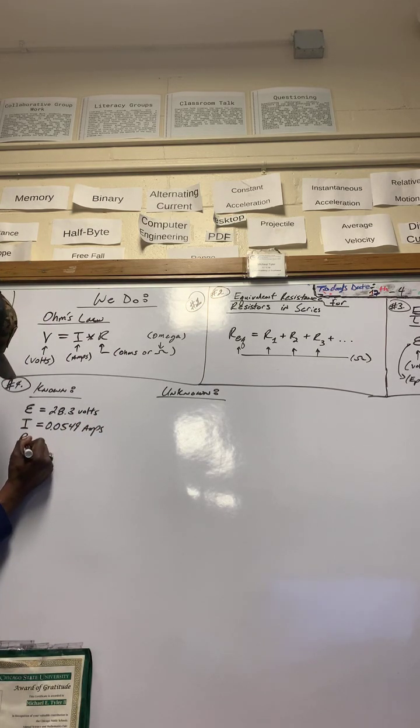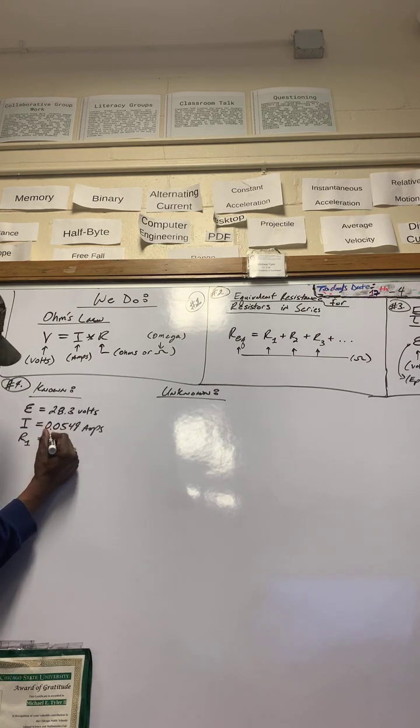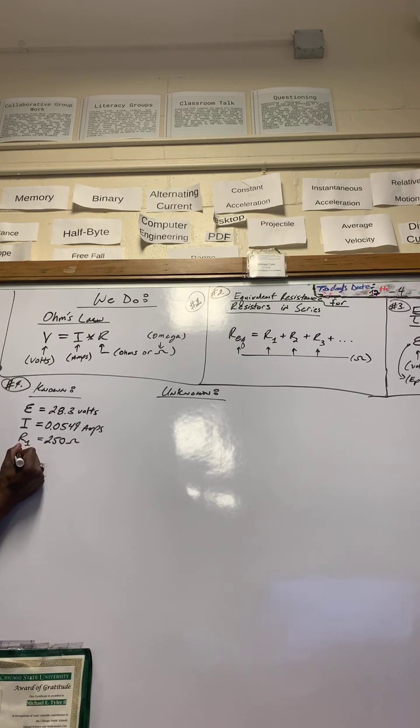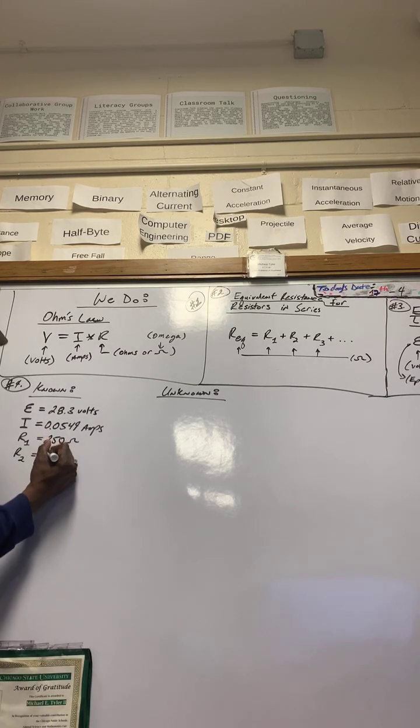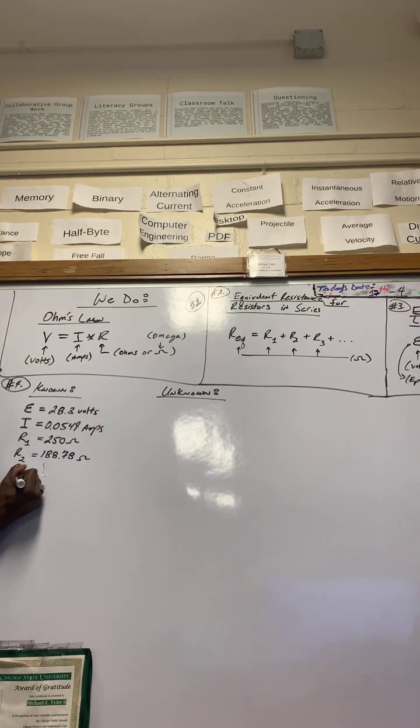Moving on, R1. That was 250 omega. R2, right? That was 188.78 omega. R3 we don't know yet. We're trying to find that, right?